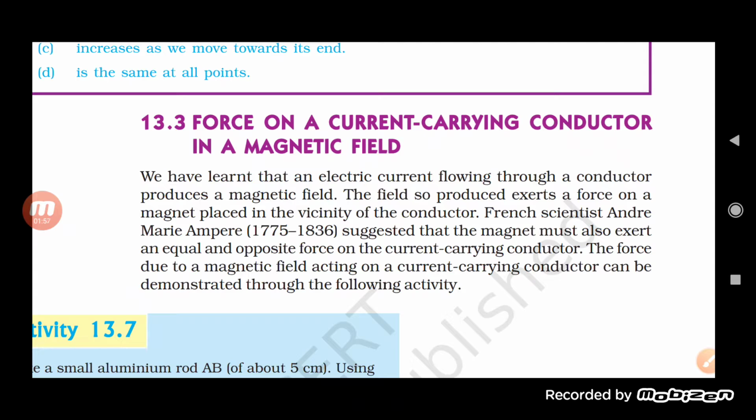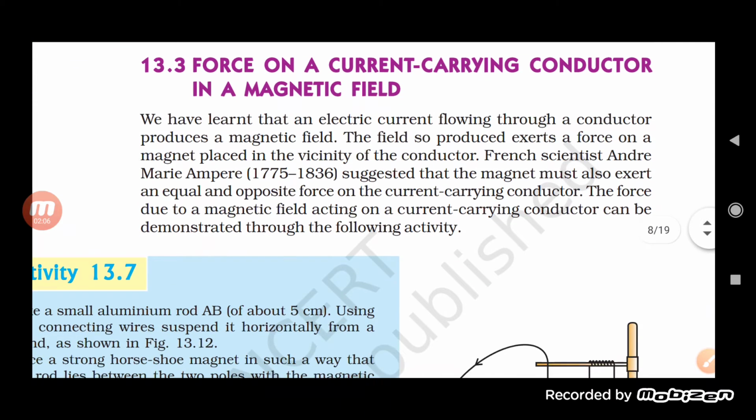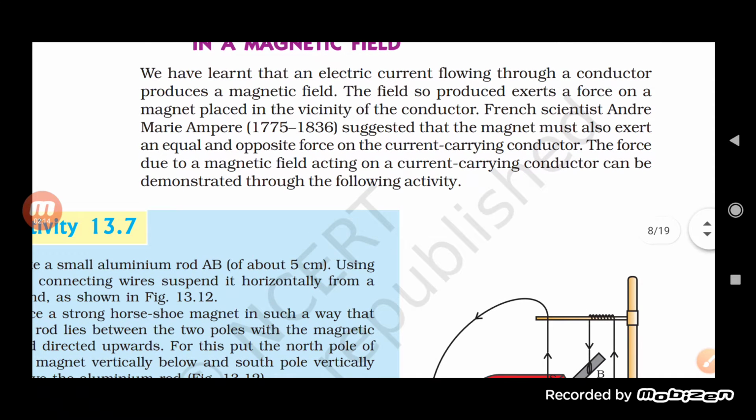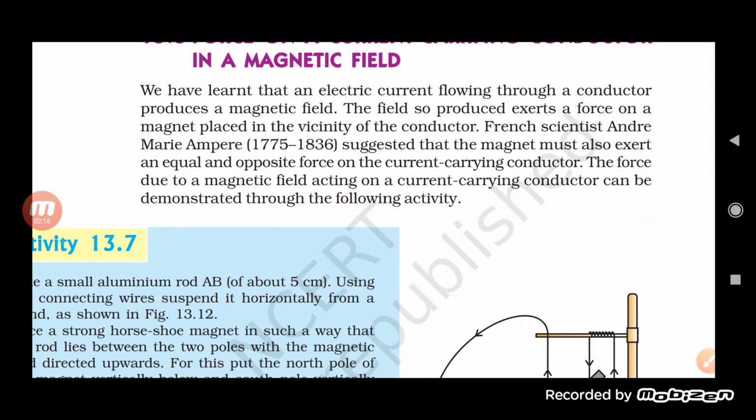Moving on, we will now see what happens when a force acts on a current carrying conductor in a magnetic field, students. So you see, force on a current carrying conductor in a magnetic field. We know that when electric current flows through a conductor, it already produces a magnetic field, and the field so produced exerts a force on a magnet placed in the vicinity of the conductor. Let us see what happened here.